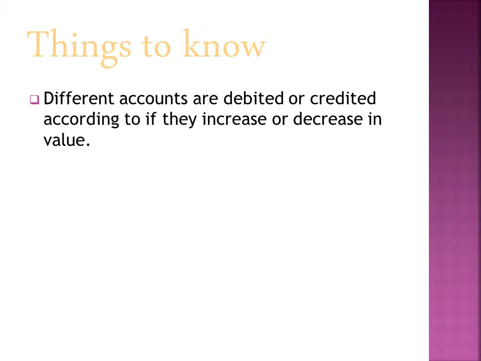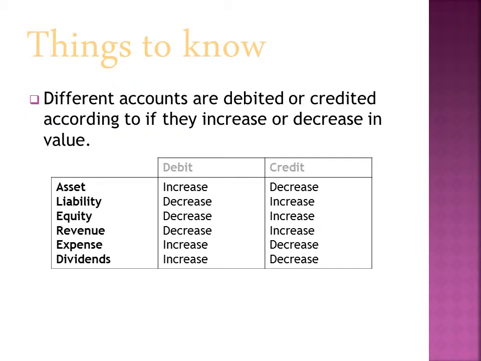Like anything in life, there are some ground rules, just like in accounting. Different accounts are debited or credited according to if they increase or decrease in value. Here's a table summary. For example, when an asset increases, we debit it and put it on the left. When we decrease an asset, we credit it and put it on the right with a small indentation.